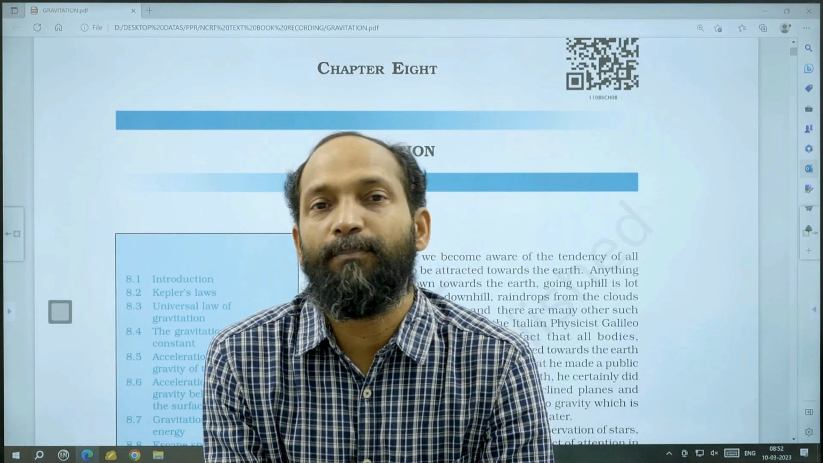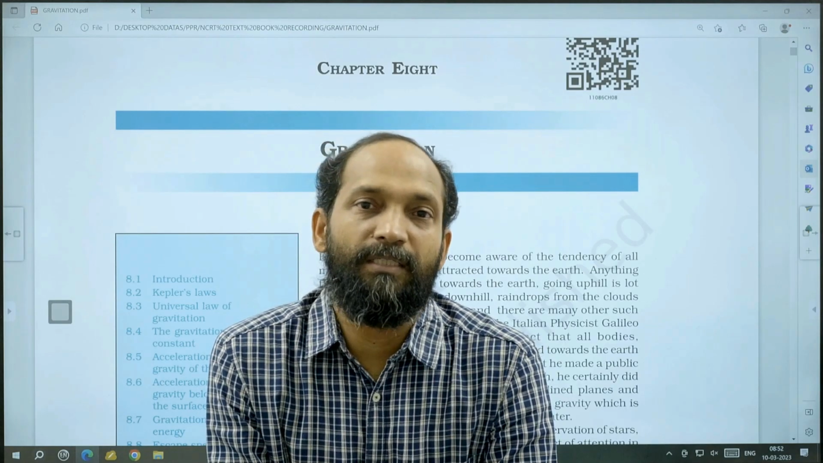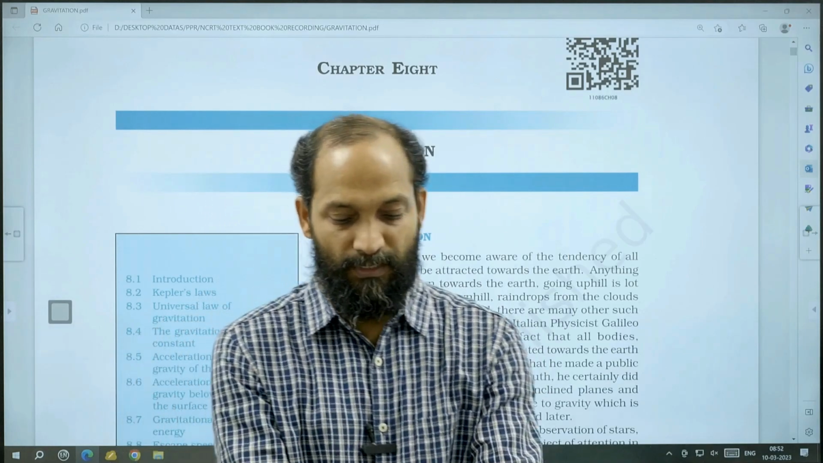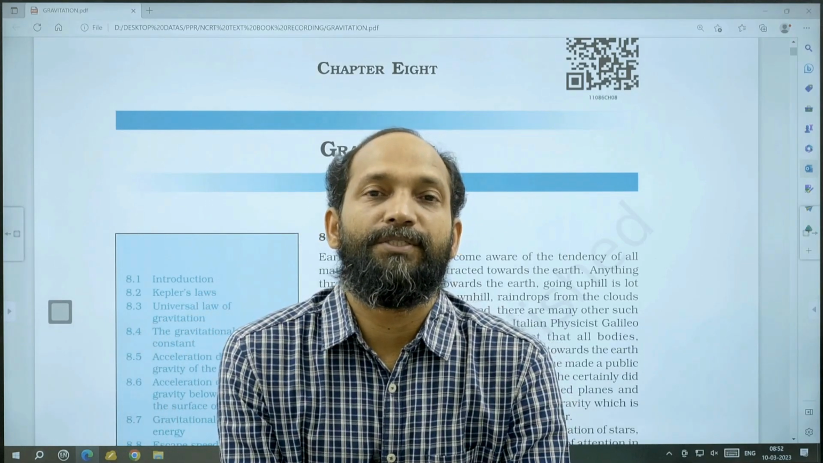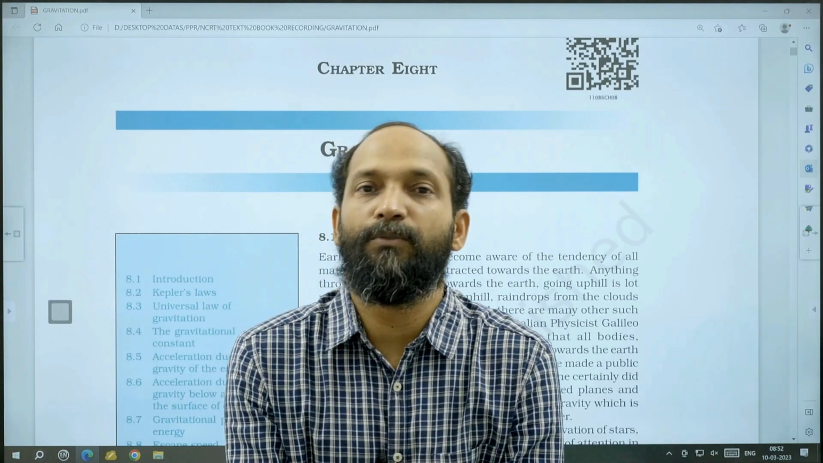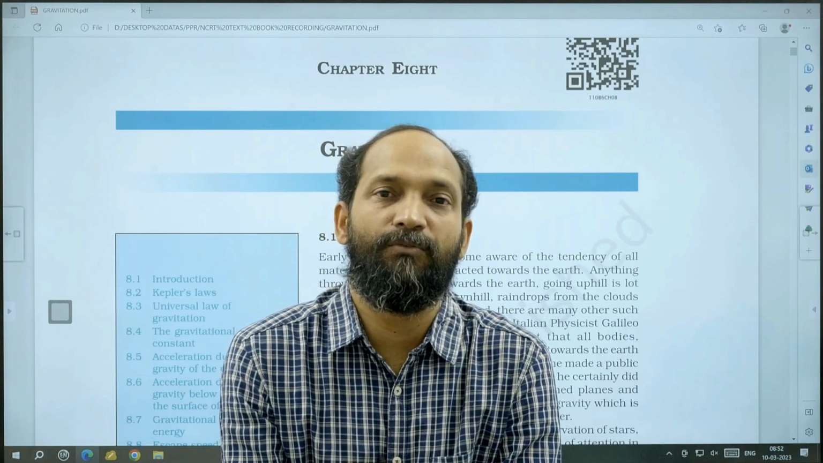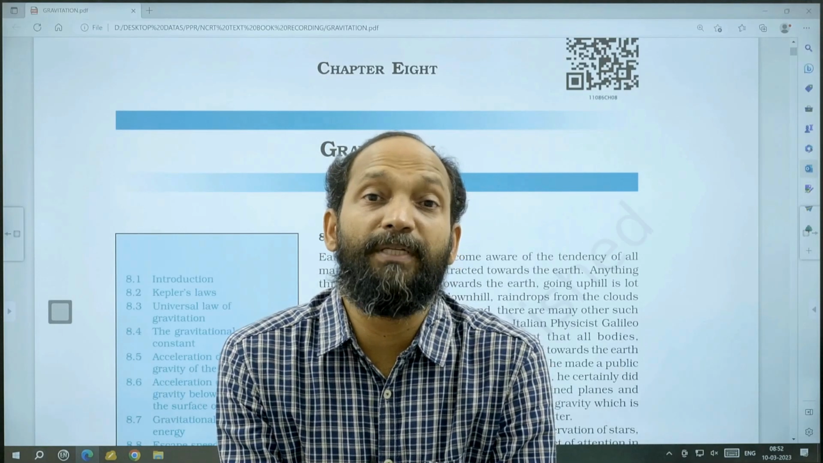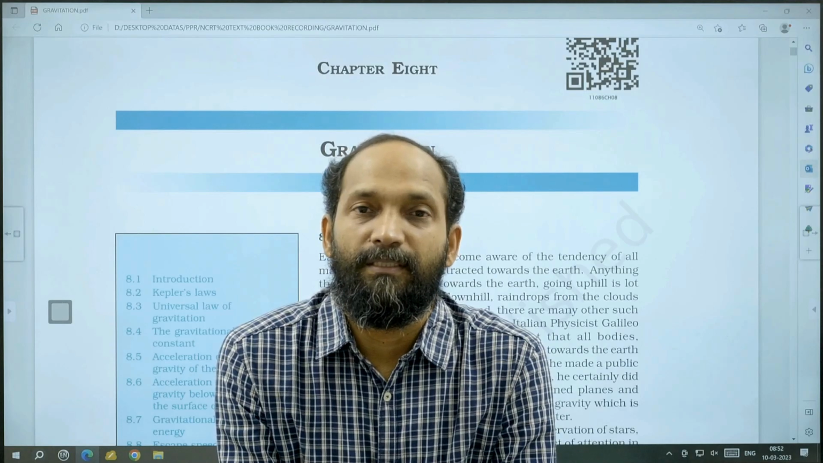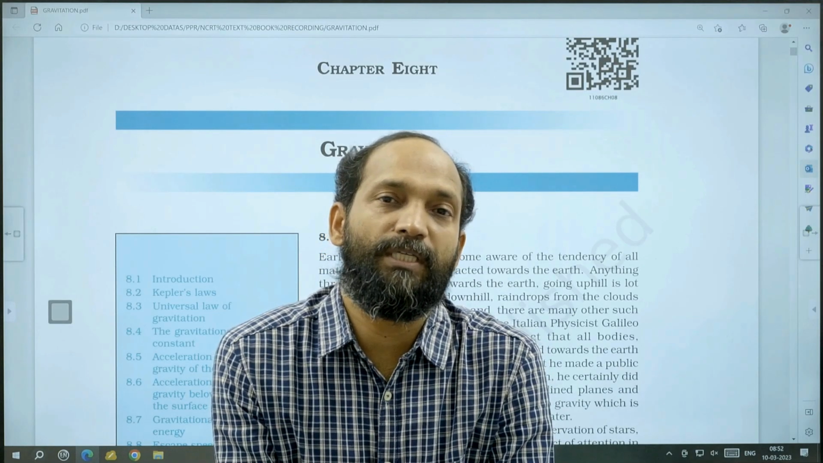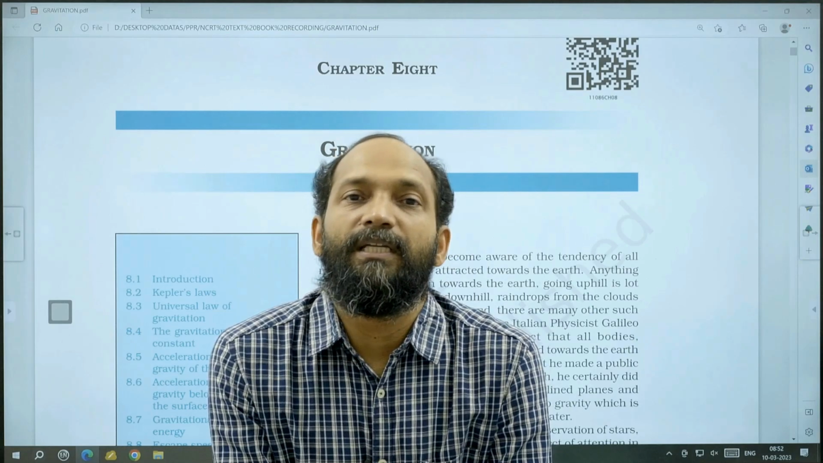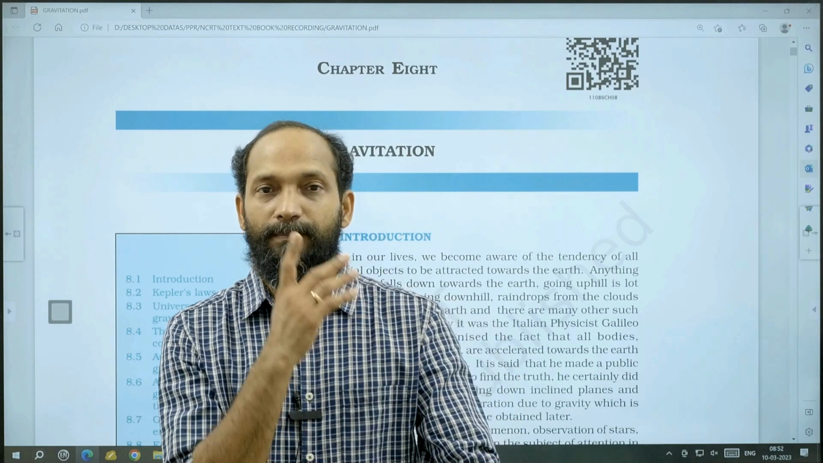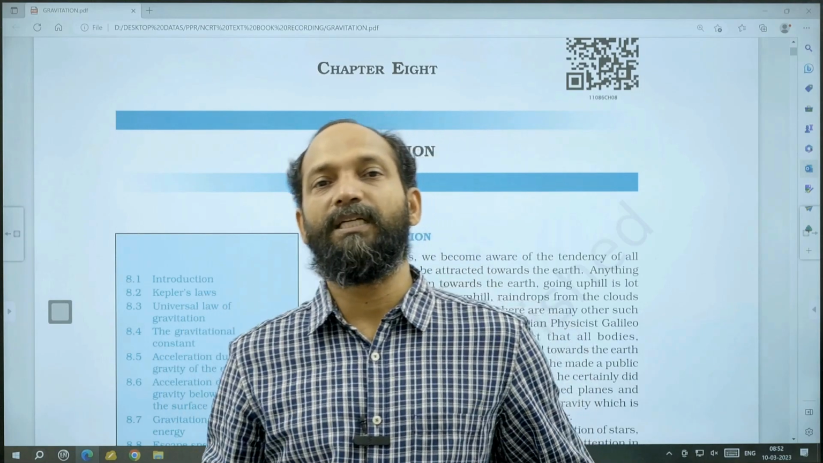The first one is called Kepler's first law regarding planetary motion. The first law states about the shape of the orbit, how planets revolve around the Sun, in what type of orbits. All planets revolve around the Sun in elliptical orbits, keeping the Sun as one of the foci of that ellipse.